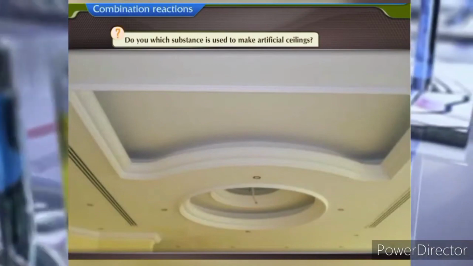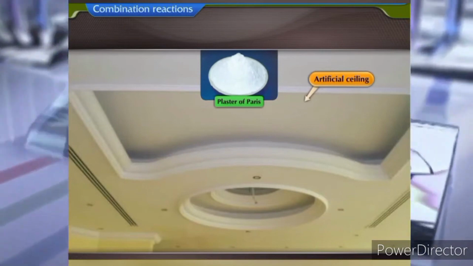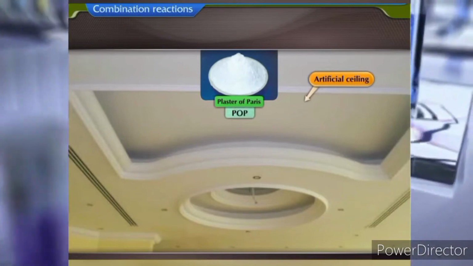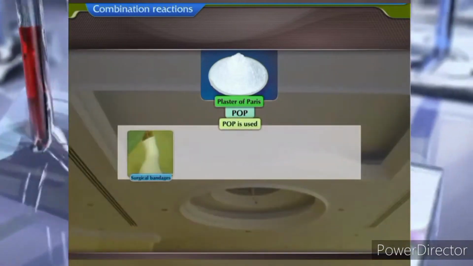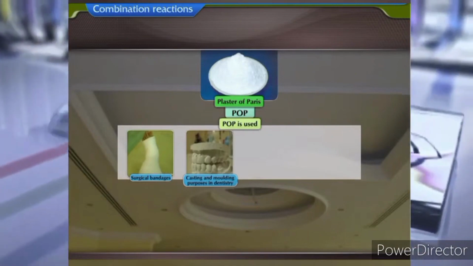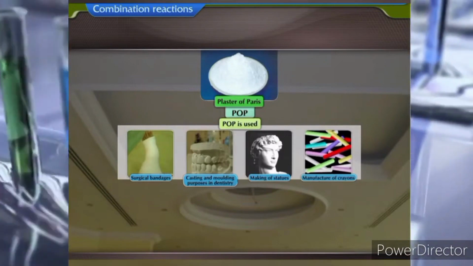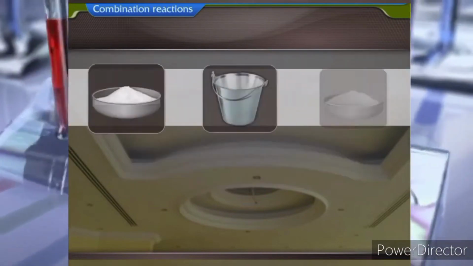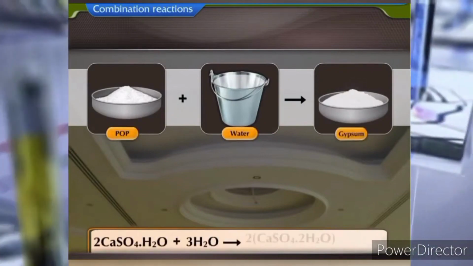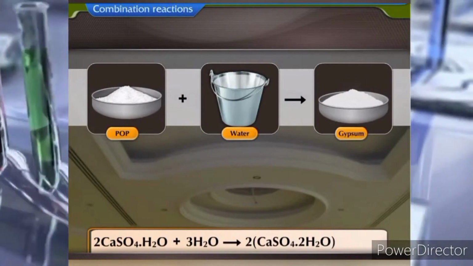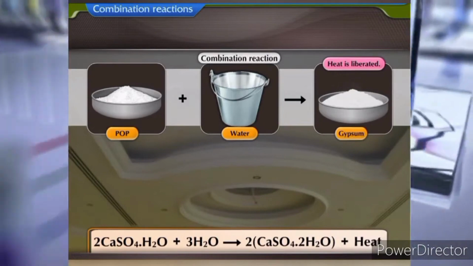Do you know which substance is used to make artificial ceilings? Plaster of Paris, commonly known as POP, is used in making artificial ceilings. It is also used to make surgical bandages, in casting and molding purposes in dentistry, in the making of statues, manufacture of crayons, etc. POP, when mixed with water, sets into a hard mass called gypsum. During this reaction, heat is liberated. This is a combination reaction.